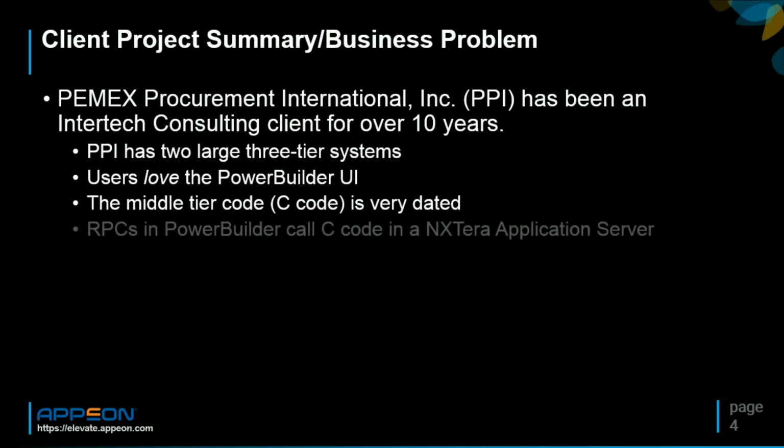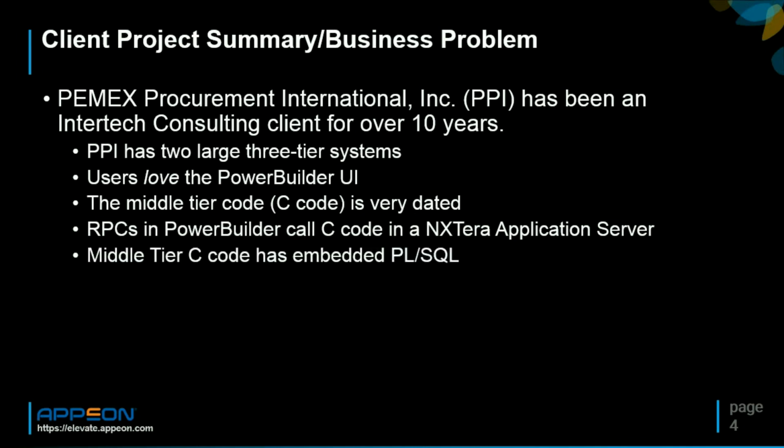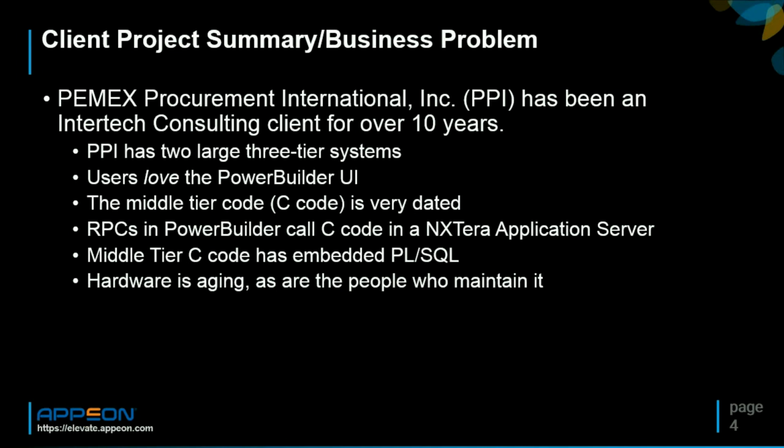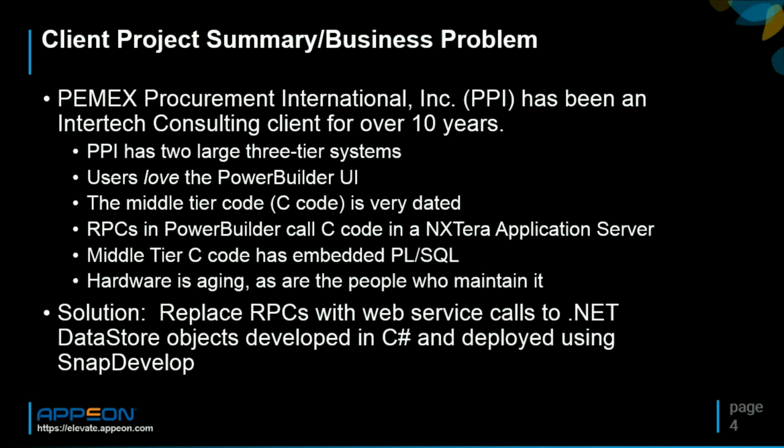The way this works is there are remote procedure calls in PowerBuilder that call into the C code, which is housed in a Nextera application server. The middle tier C code has embedded Oracle PL SQL. And the hardware is aging, as well are the people who maintain this system. And so our solution was to replace the C code and the RPCs with web service calls to .NET web services built around the data store objects developed in C# and deployed using Snap Develop.